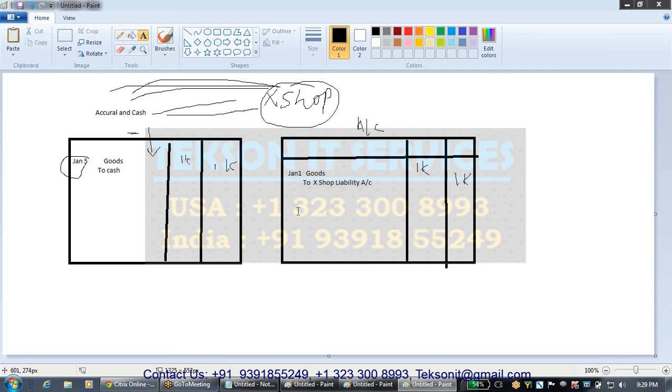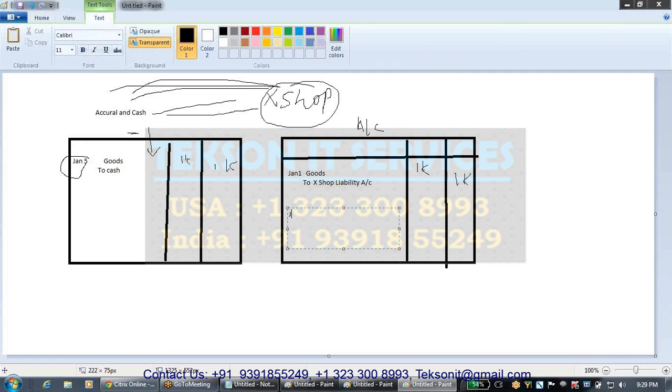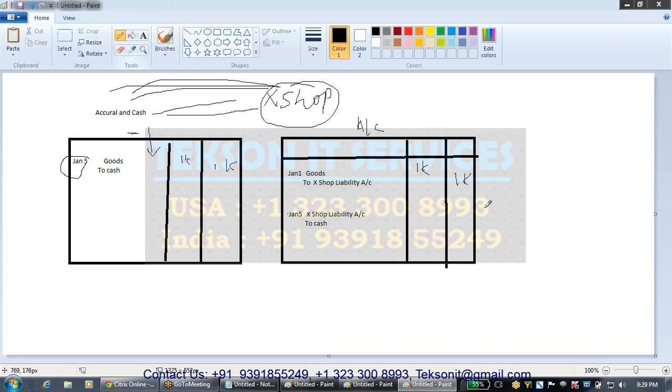But on January 5th, he is paying the money, so he is giving another entry. For whom he is paying the money? Ex-shop liability account. What is the amount of money? 1K. Okay, so here liability and liability is knocked out. This is credit side and this is debit side. Finally, two accounts are left. What are those two accounts? To cash. So the same account is there.